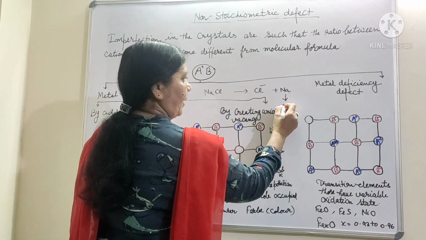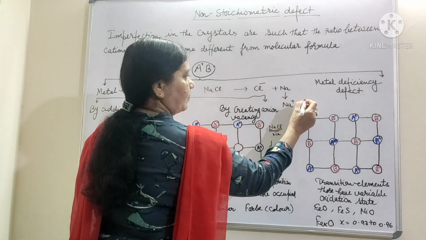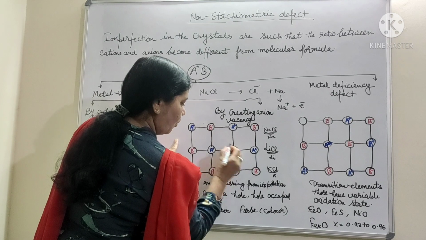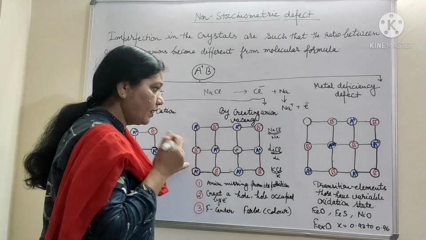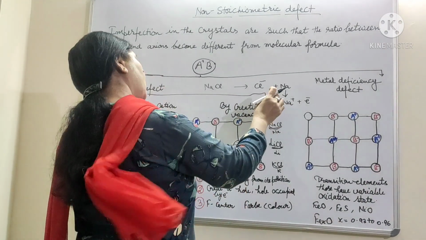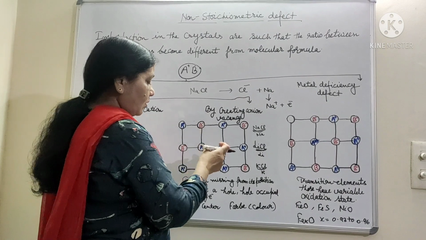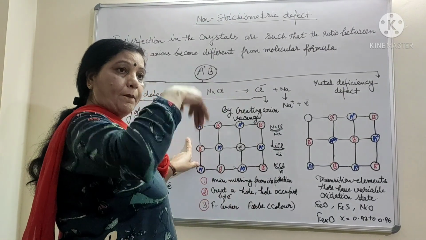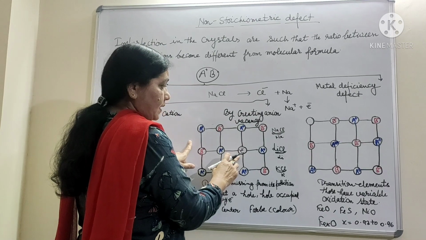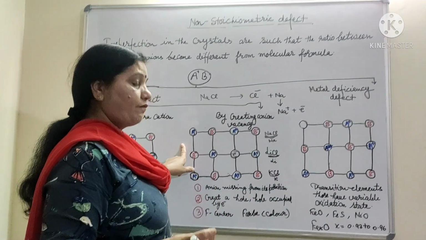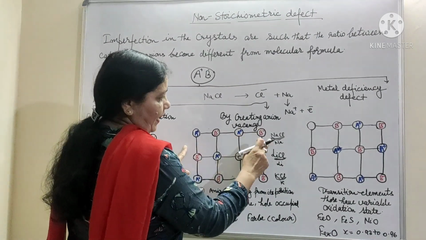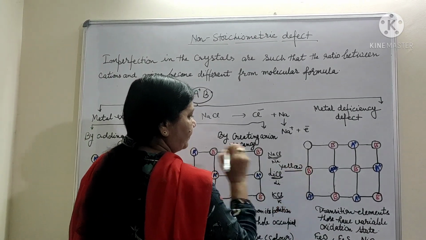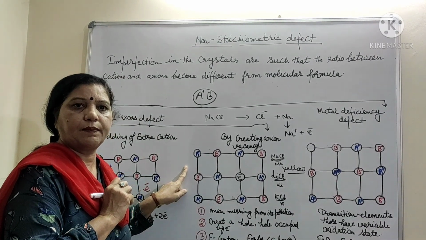Sodium first converts into a positive cation and leaves one electron. And this electron enters this hole. And how does it give color? When we heat sodium chloride, energy is released. So this electron gains energy and goes to a higher energy level, and then when it comes back to the ground state, it releases that energy, and if that energy falls in the visible region, it gives color. So NaCl gives yellow color when heated in the presence of sodium.